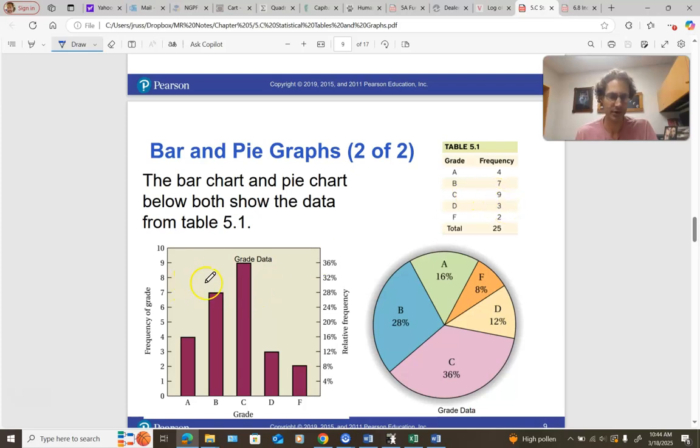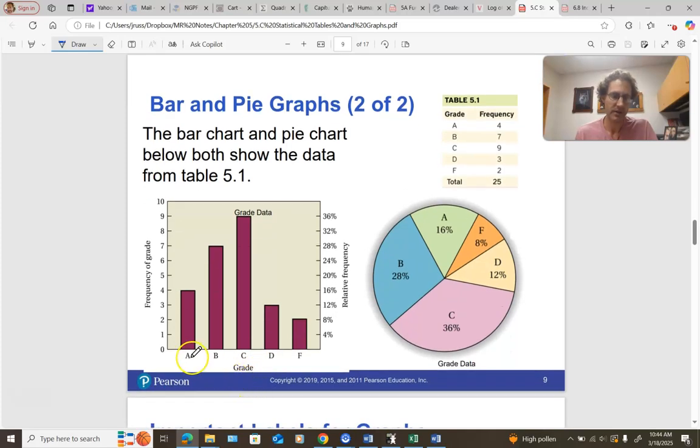So let's look at the bar chart first. As you can see, along the horizontal axis we have these different categories, which are the different letter grades. There's a bar that corresponds to each, and the height of that bar corresponds to the actual frequency of the data in that particular category. Because there were 4 A's, the bar that corresponds to the category A has a height of 4.